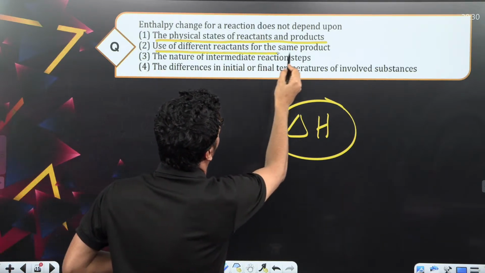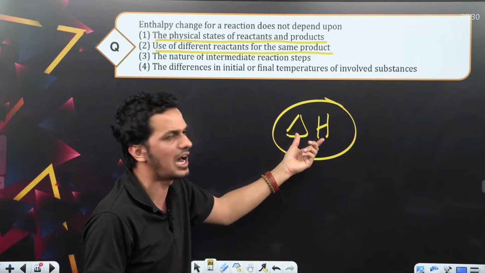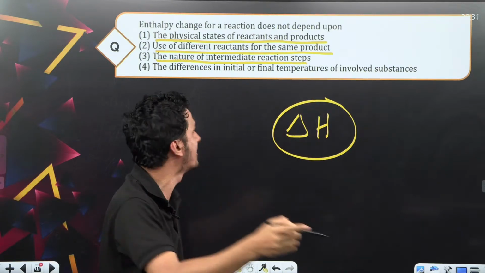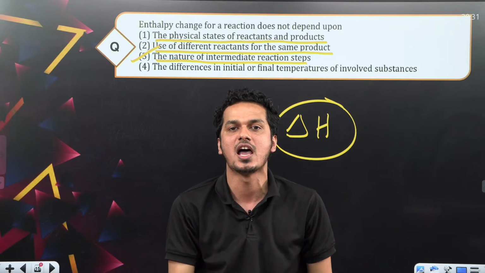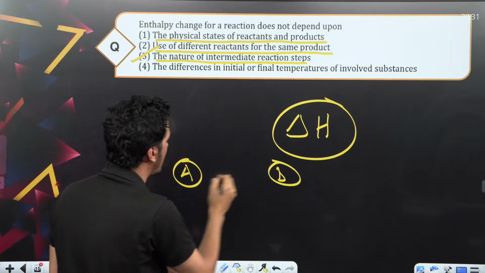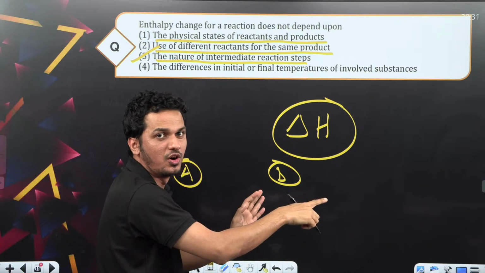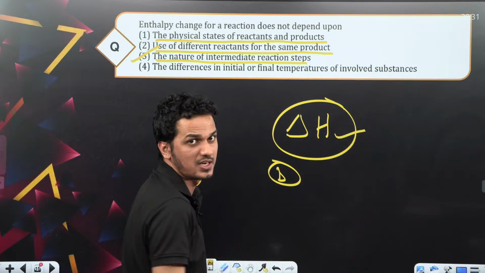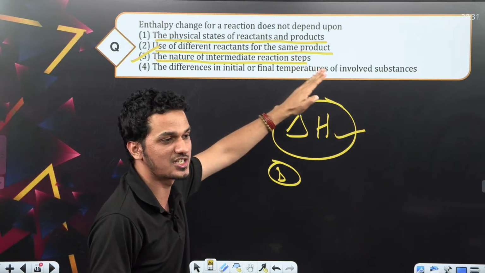What about the second one? Use of different reactants for the same product. Of course, whenever reactants or products change, enthalpy will change. And the next one? The nature of intermediate reaction step. That's the answer. Why? Because enthalpy change depends only on the initial and final state. If there is a reaction from A to B, this is the initial state and this is the final state. This delta H does not depend on how it is going on, because only the initial as well as the final state matter. So the nature of intermediate reaction step does not matter. It is a state function. I hope you got it.